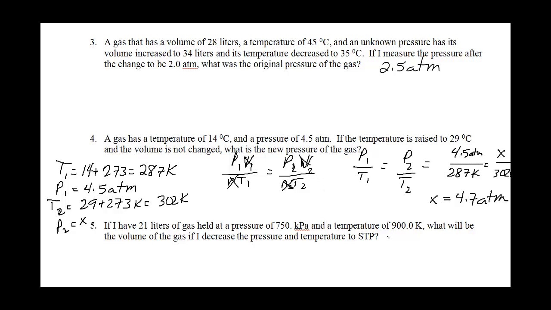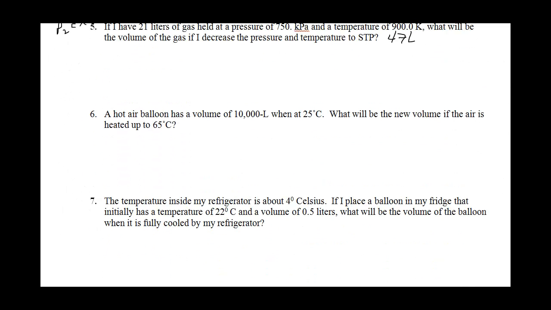Okay, so let's try, I want you to try number 5. Your answer should be 47 liters. You can try number 6. Number 6, now your answer should have been like 11,300 liters. That technically, okay, we want to look at significant figures, probably 11,000 liters, but it's kind of close. Okay, 7, try those two. 7 and 8 we'll kind of do together. I'm going to probably pick some of you to do them on the board. Just saying, be ready to try these.